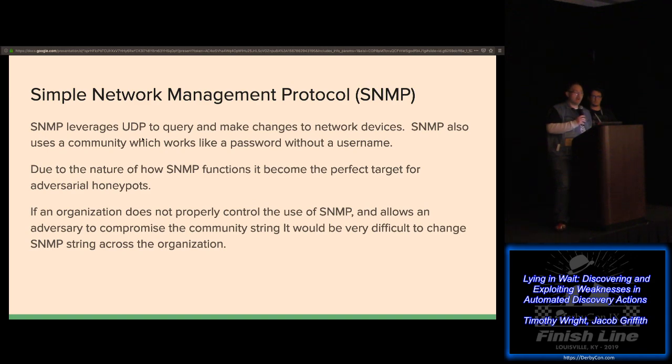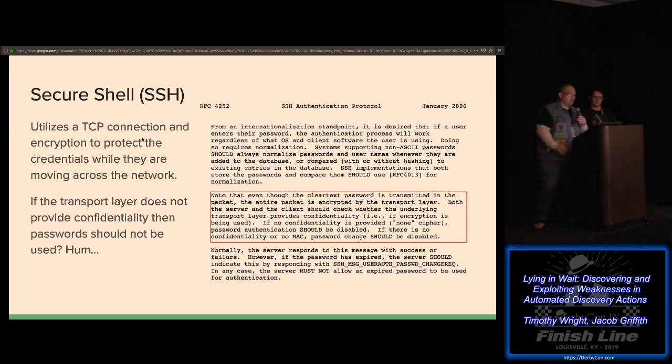So SNMP, again, it's a UDP query, and using community strings like a password. I've never seen a network team change their SNMP community strings once they have them. If one of the administrators leave, they never change those community strings. They're always there. So if I can get your read-write community string, I'm going to have it for pretty much forever. So again, nobody's really managing these community strings like passwords. They should. And unless you're controlling it with access control lists, we're going to get into anything that has a community string on the network.